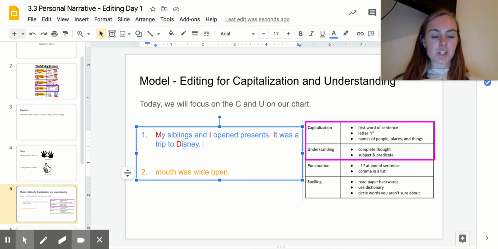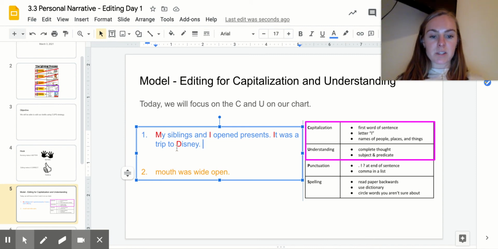But now let's make sure it is a complete thought. I have my subject and I have my predicate. Okay, so my siblings and I opened presents. What's my subject? Who is it all about? My siblings and I is my subject, okay? And then what did we do? We opened presents. Opened is my verb. I have my subject and I have my predicate. So this sentence is good to go.